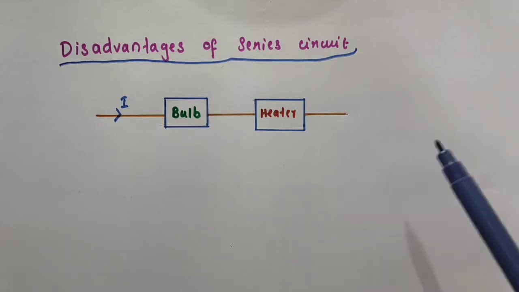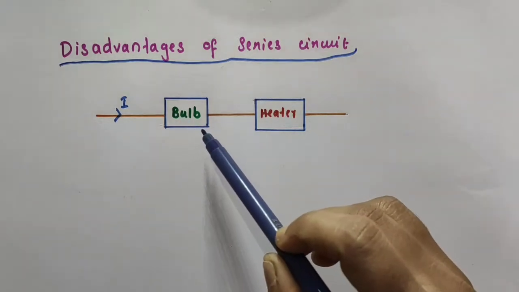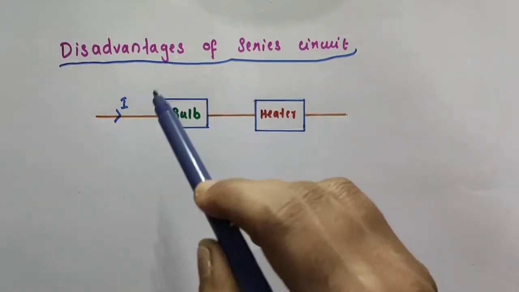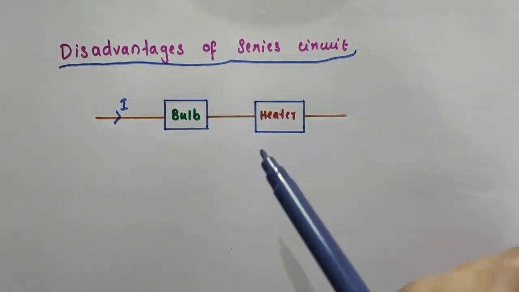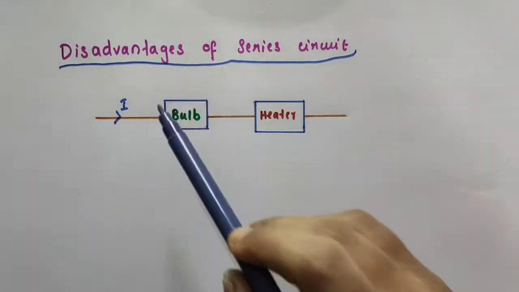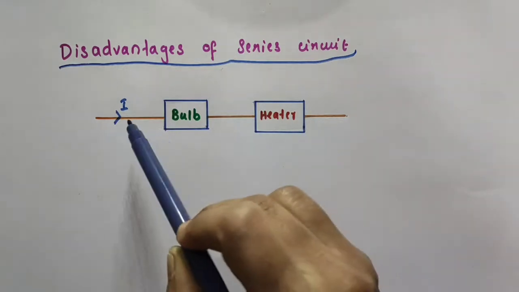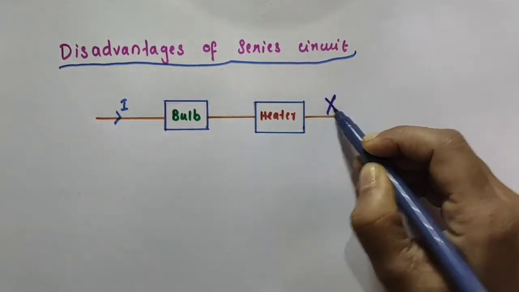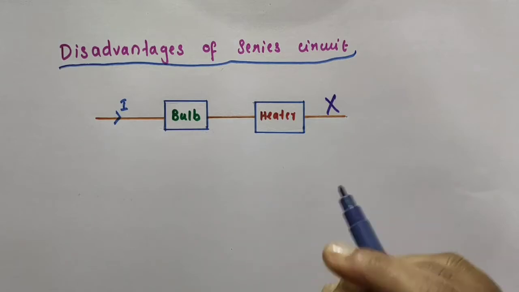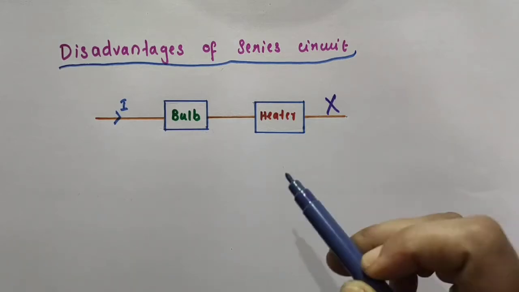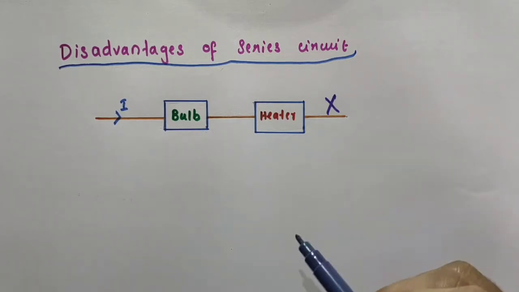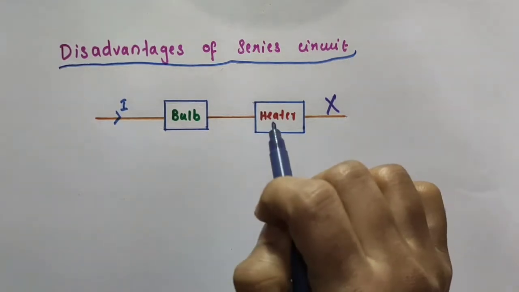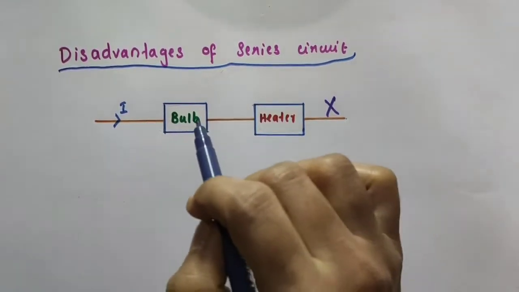Thus, it is impracticable to connect an electric bulb and a heater. Just consider this as an electric bulb and this as a heater. It is impracticable to connect an electric bulb and an electric heater in series like this. Why? Because they need currents of different values to operate properly. Imagine this as a bulb and this as a heater, both connected in series.